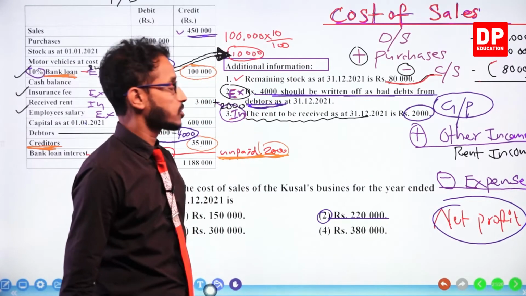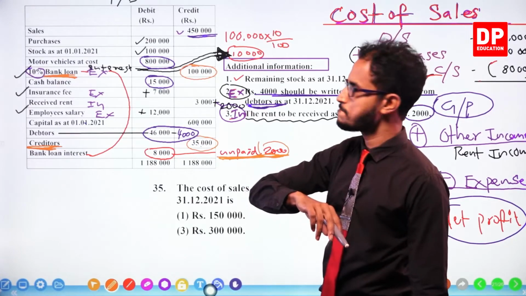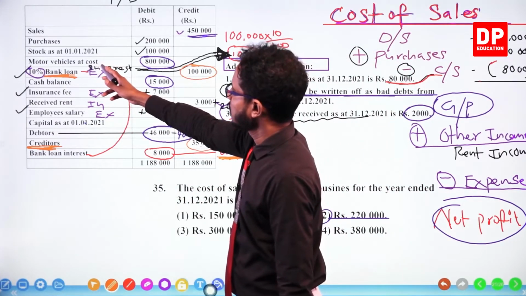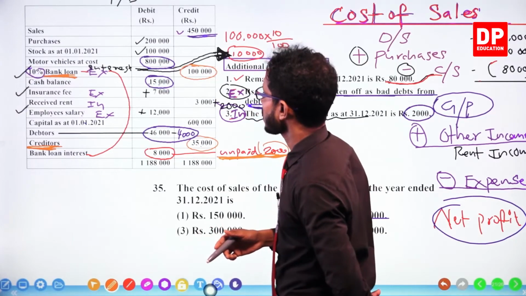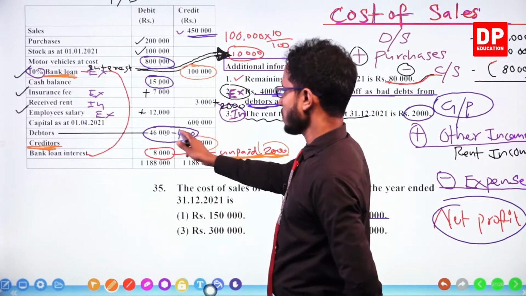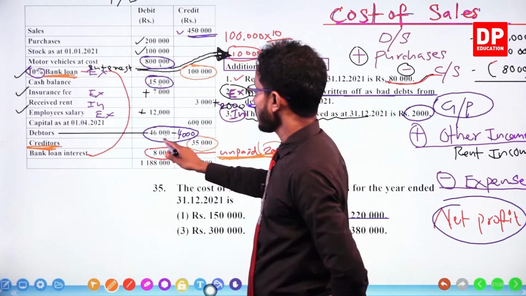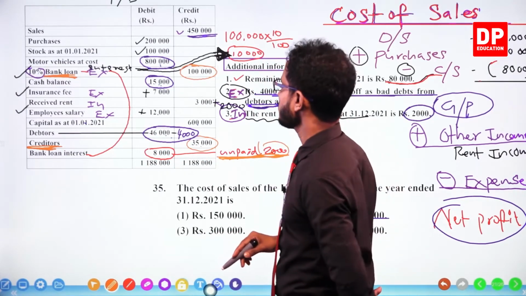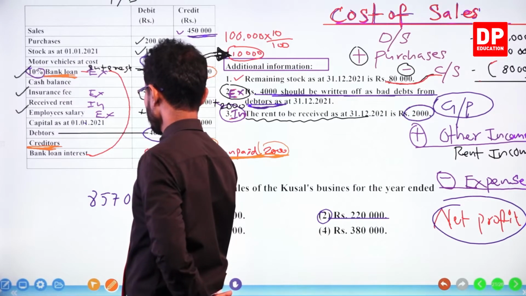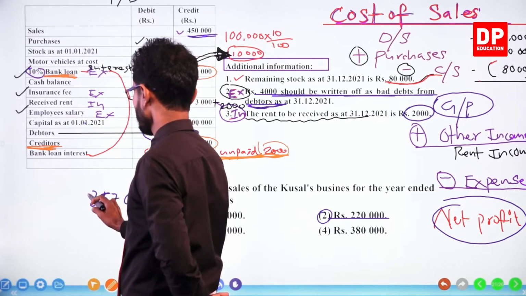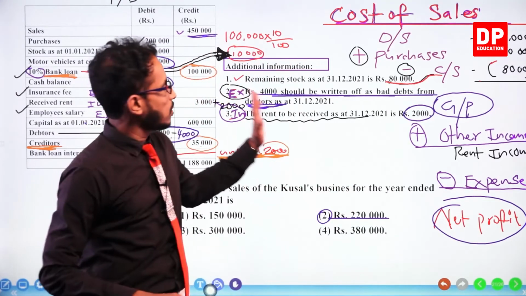Okay, let's take the assets total. Motor vehicles is the non-current asset, 800,000. Plus cash balance, 15,000. Plus debtors, 46 minus 4, 42. So 800,000 plus 15, 815,000, plus 42, 857,000. I'll just write it here roughly to do the calculation. 857,000. Done with that.